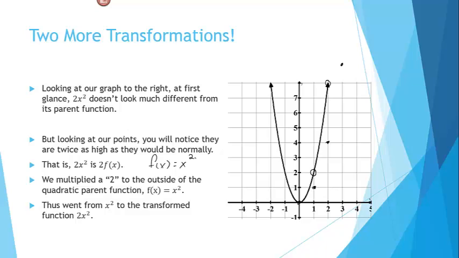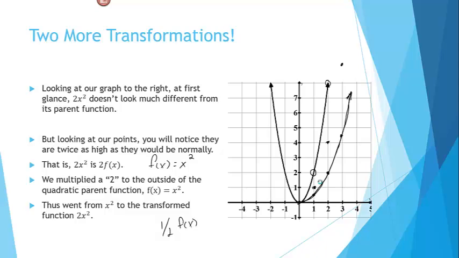We can also, if we multiply our parent function by 1/2, so 1/2 f of x, that would have brought our points down by half. So it would have been here. 2, 4 would have been 2, 2, and 3, 9 would have been 3, 4.5. So it would have been right there.